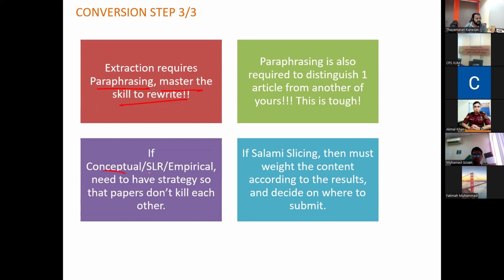So if conceptual, SLR, or empirical, you need to have a strategy so that papers don't kill each other, meaning too much overlapping information. If salami slicing, you must also weigh the content. Let's say one empirical paper you want to send to Scopus Q4. You know, this empirical paper is very good, this result you send to Scopus Q1 or Web of Science Q1. You need to write in accordance with that.